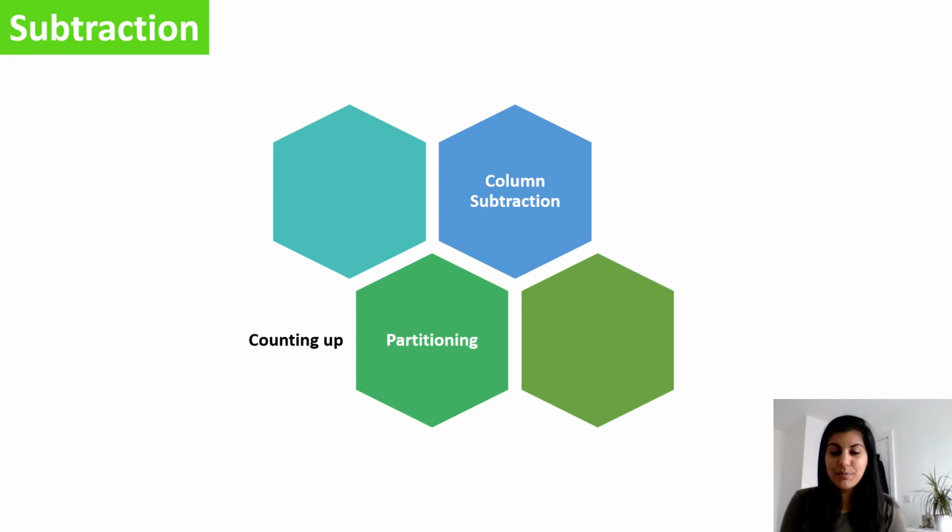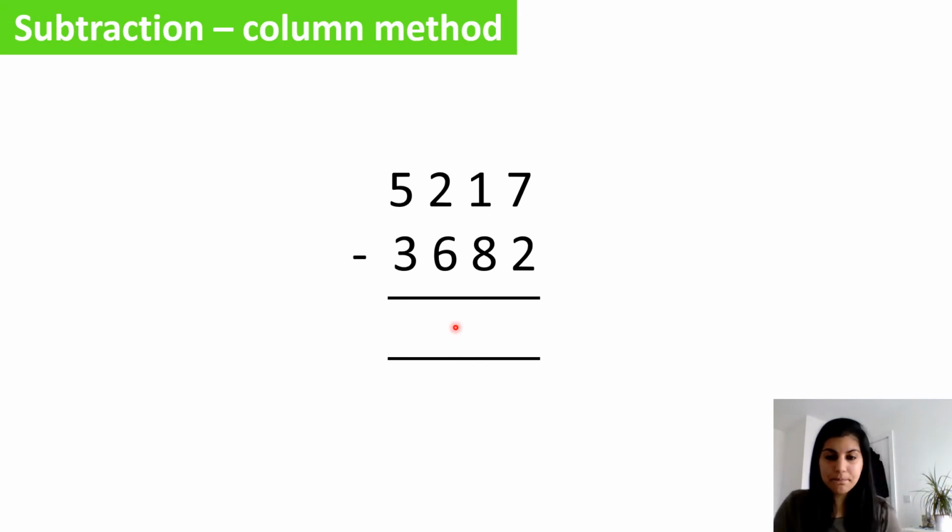Are you ready to do some subtracting? Let's start off with the column method. So you can see I've written out my question, 5,217 take away 3,682. Now you might have noticed here that I've not left a gap, and you'll see why when I'm doing my calculation.